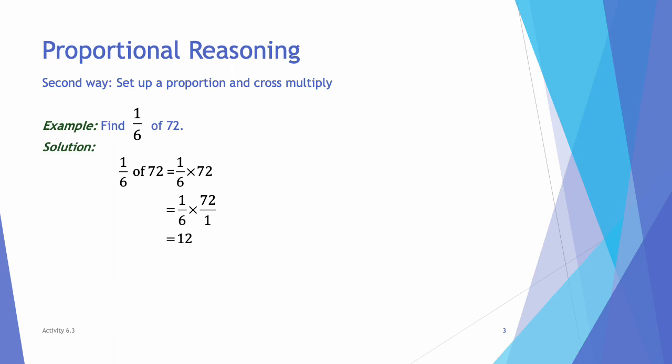The second way to solve proportional reasoning is to set up a proportion and cross multiply. So here's an example. Find 1/6 of 72. Well, 1/6 of 72 equals 1/6 times 72. The word "of" represents a multiplication. So you would have 1/6 times 72 over 1. You have to put the 72, the whole number, over 1 because you can only multiply two fractions. And when you multiply 1/6 times 72 over 1, you get 12. So 1/6 of 72 is equal to 12.